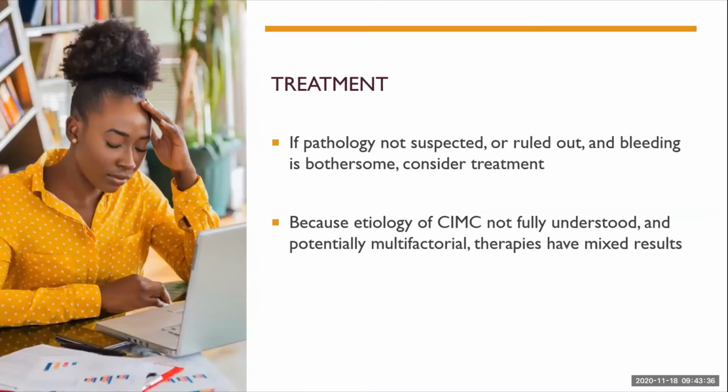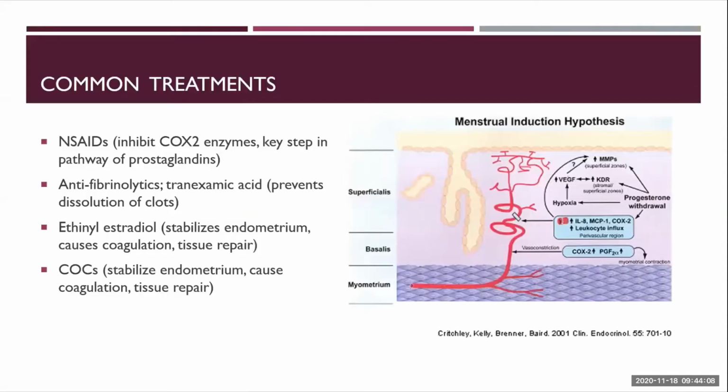With regard to treatment, as Jackie mentioned, for normal or physiologic menstruation, even if the bleeding does not meet clinical criteria for safety concerns, treatment should be offered based on how bothersome the bleeding is to the individual woman. However, because the etiology of these changes is not fully understood and is potentially multifactorial, the efficacy of these therapies is mixed. Next slide, please.